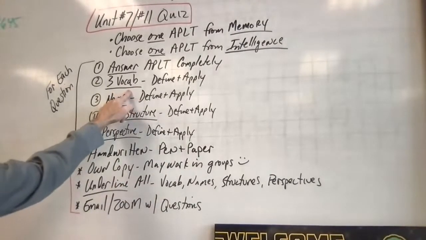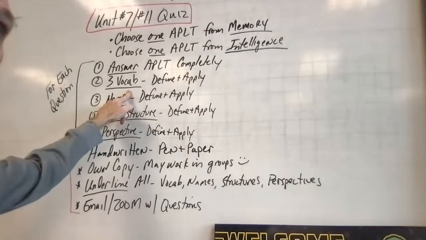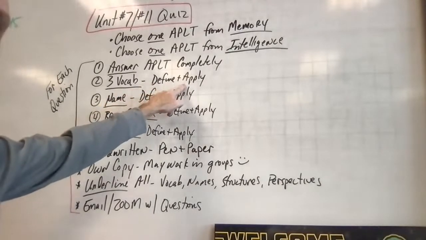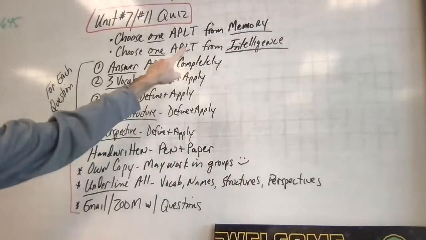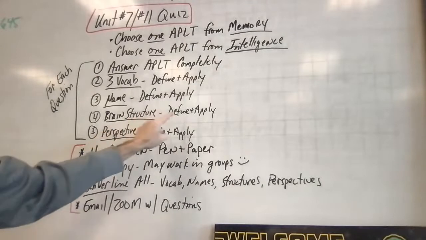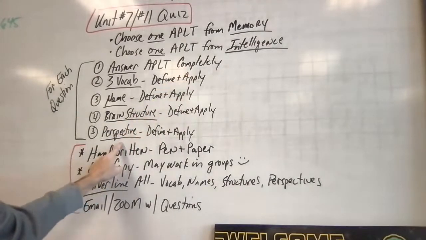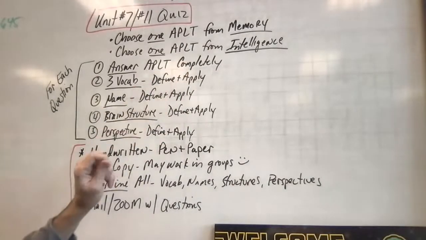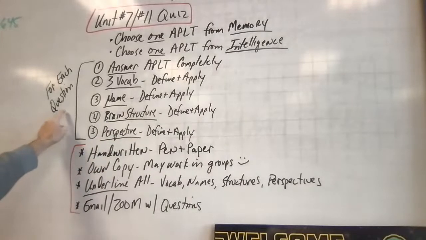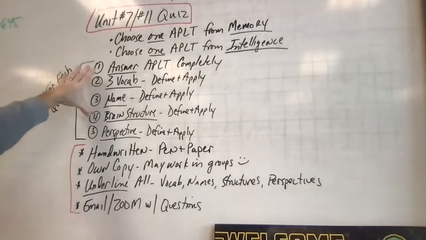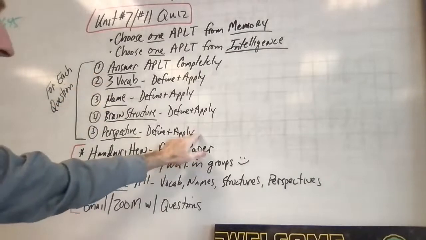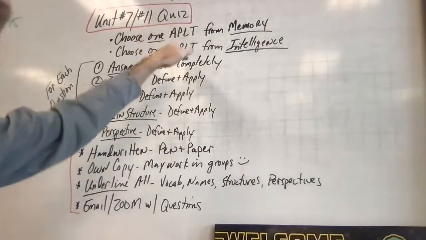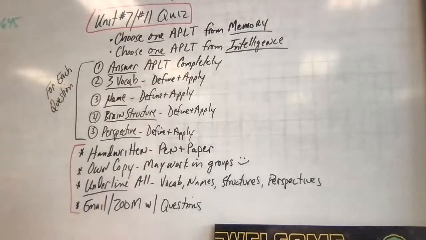Then you're going to take 3 vocab from Unit 7 or 11. Define and apply it to the AP learning target. Give me a name, define and apply it to the learning target. Give me a brain structure, define and apply it to the learning target, and then give me a perspective, define and apply it to the learning target, okay? Now, you're going to do that for each question. So your 1 from memory, you're going to do all 5 of these things, and then your 1 from intelligence, you're going to do all 5 of these things, okay? And remember, when I say apply, I am applying to the learning target that you're supposed to be answering, okay?